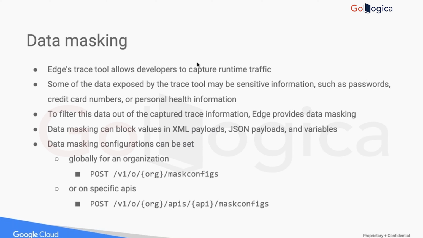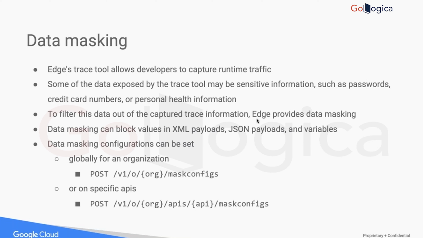Mask configurations can be enabled using the management API. In the management API, you make a call and give the names of all the parameters and fields. You can mask values in the XML payload, values in the JSON payload, and some APG variable names. You can mask all these details using mask config. Once you create the mask configuration, anyone who uses the trace would not be able to see them. Mask configs are done on two levels. One is on the organization level.